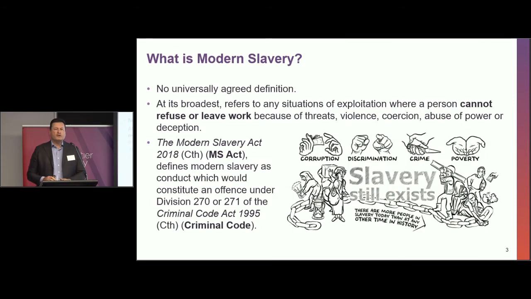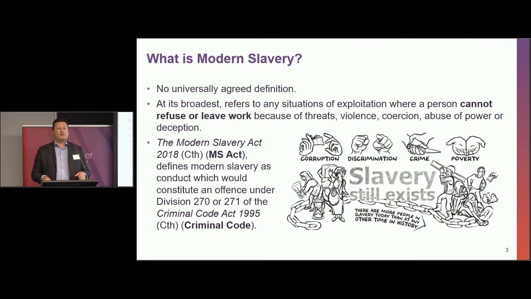So there is no universally agreed definition of what modern slavery is, but at its core, it's the deprivation of someone's liberty. In a modern slavery context, it means somebody can't actually leave work or refuse to work because of threats of violence and coercion. Under the Modern Slavery Act, they've taken the definitions out of the Crimes Act. So, as Michael said, it's been a crime for quite some time, and slavery has been illegal for a long period of time. So the question comes, why do we need something like the Modern Slavery Act?